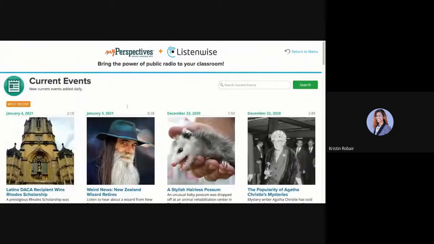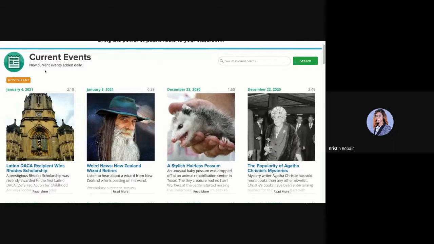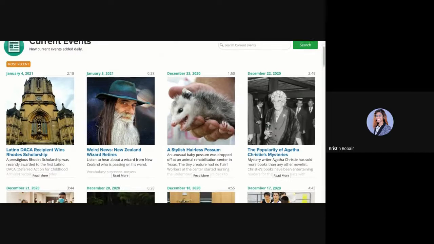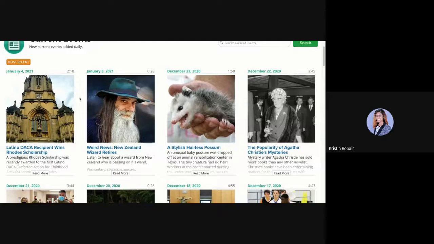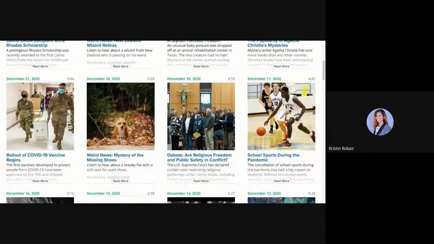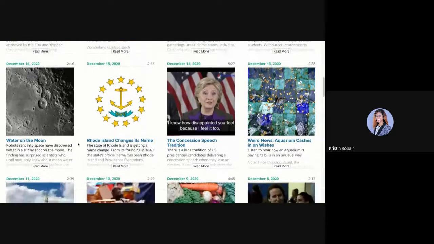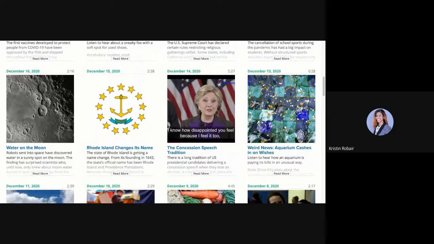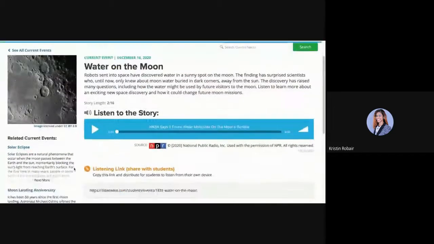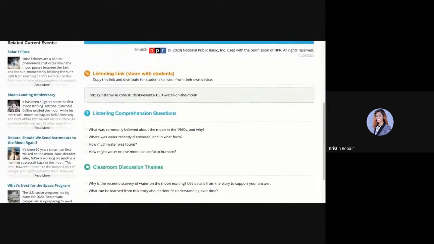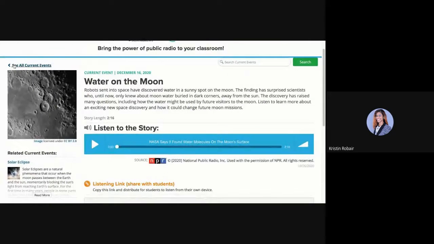And as you can see, you also have different current events if you didn't want to focus on the units. And it's no more than 5 minutes, no less than 20 seconds. And as you can see, it's dated. So for my science teachers that are in here, we talk about water on the moon. That's something that students can listen to or make connections with.